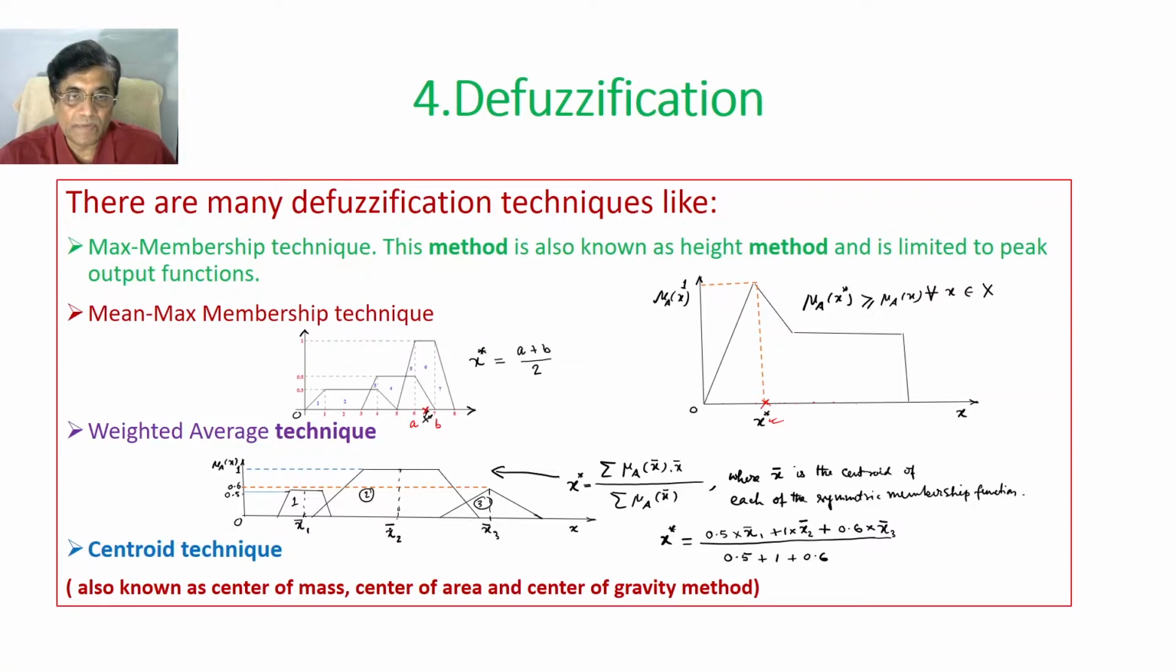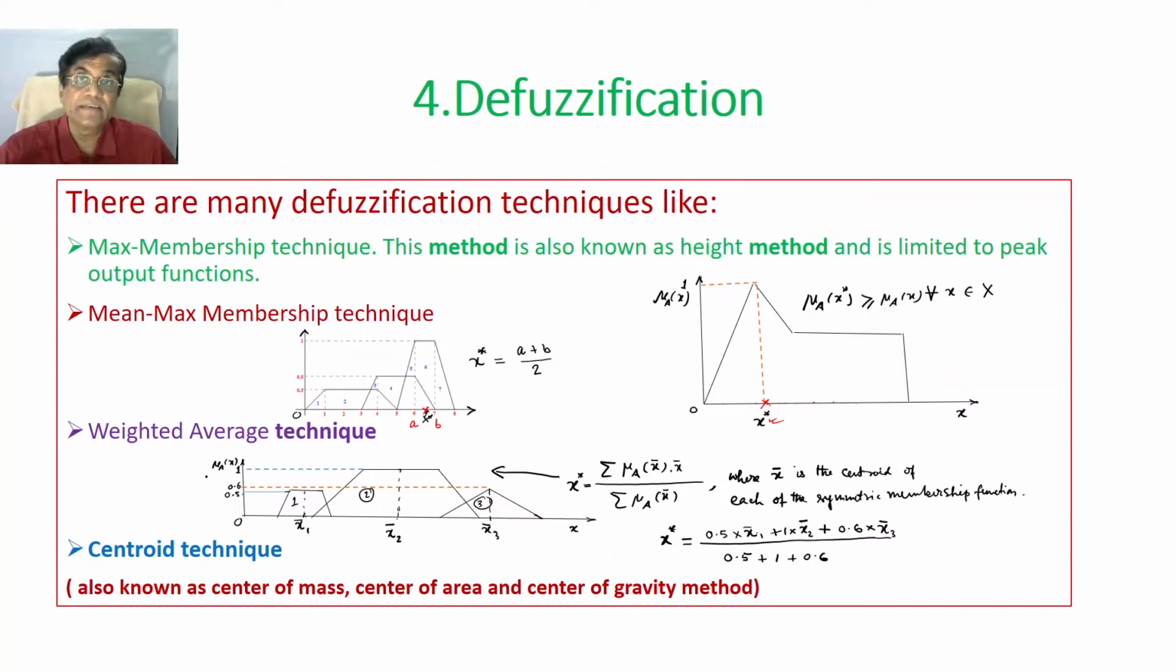Incidentally, x1 bar will be known, x2 bar will be known, x3 bar will be known, and all these values will be known, and you can easily calculate x star, the defuzzified x. Is it clear? Very simple. This is called the weighted average technique.